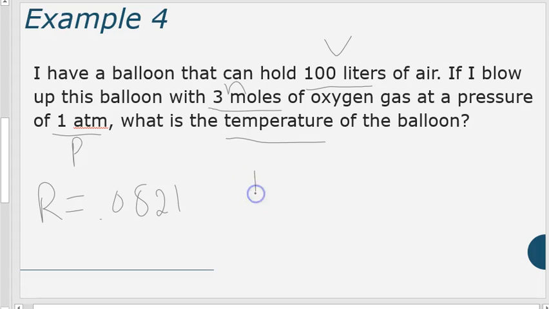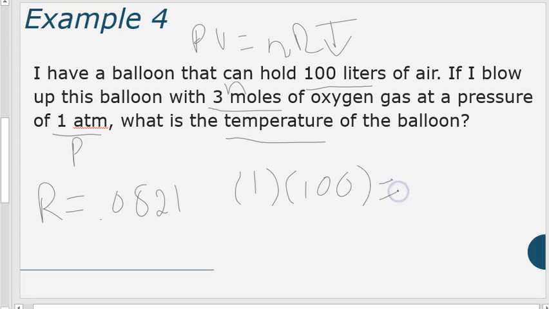Okay, let's plug our numbers into our equation, and then we're going to work the problem in our calculators. Remember, it's PV equals nRT. So pressure is 1 atmosphere. Volume, they told us, is 100 liters. That equals number of moles, which they gave us, 3, times the pressure constant, 0.0821, times our temperature, which is what we're solving for, right? So you're going to multiply 3 times 0.0821 in your calculator. You're going to get an answer.